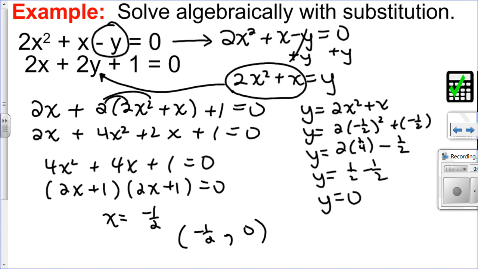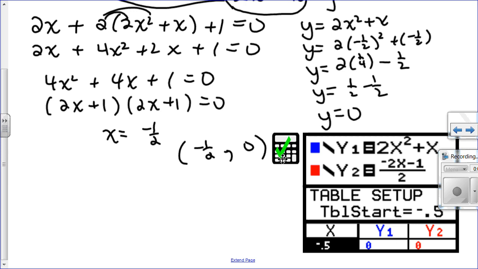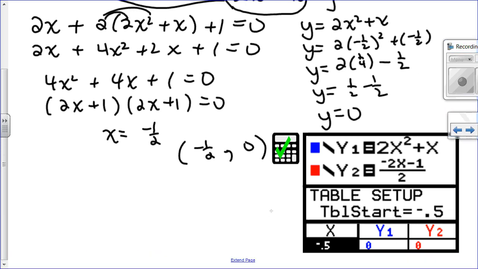To know for sure if it's my solution, though, I have to go to the graphing calculator and enter one equation into y1, the other into y2, and check to see if it works. So you can see I've put in one equation in y1, the other in y2. I start my table at -1/2, and the check always happens in the table. Since y1 equals y2, I know I've done this correctly.